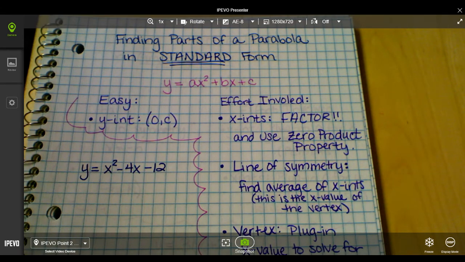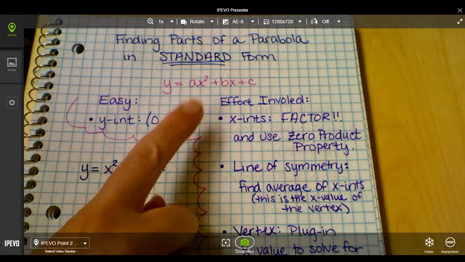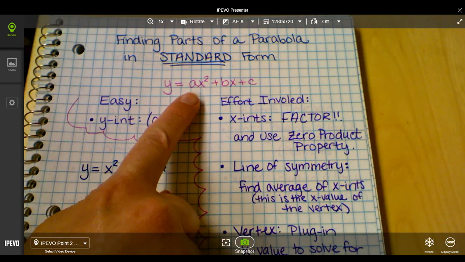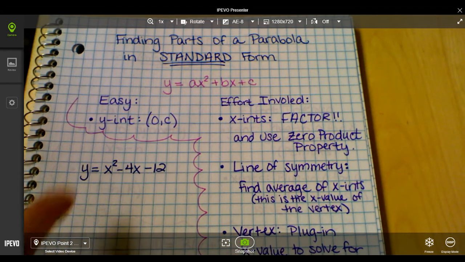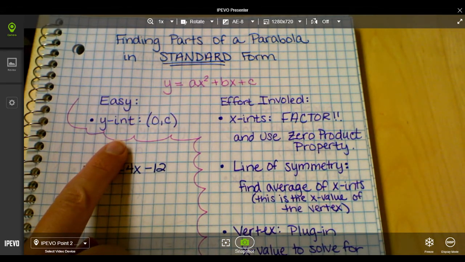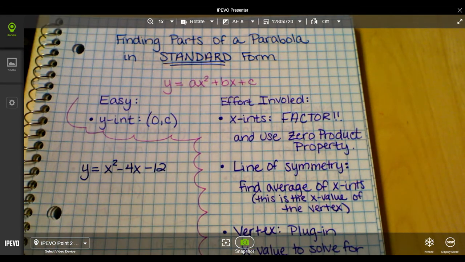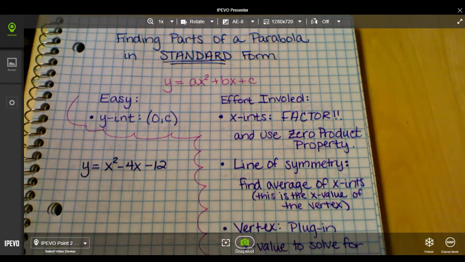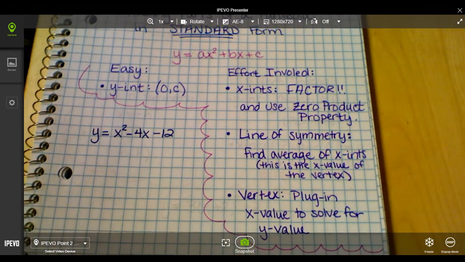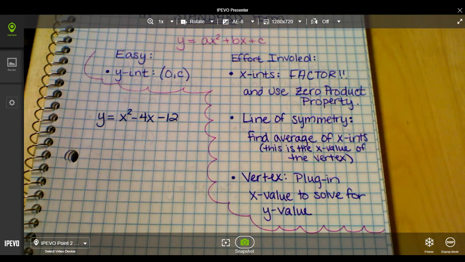So we are finding all the parts of a parabola in standard form. So standard form is obviously your ax squared plus bx plus c. Your easy part in this one that requires no math is your y-intercept. You just plug in 0 for x. Both of these guys just go away, and you're always going to be left with c every single time. Now, where the effort is involved is your x-intercepts. You are going to have to factor using your generic rectangle and diamond problem, and then you will have to use the zero product property.